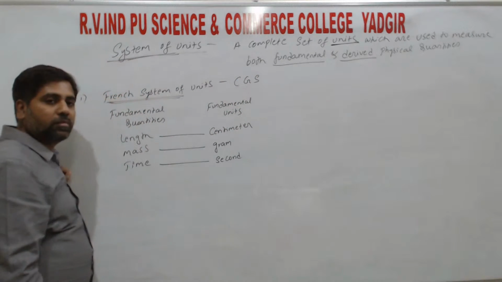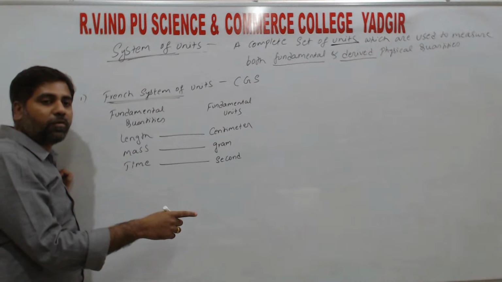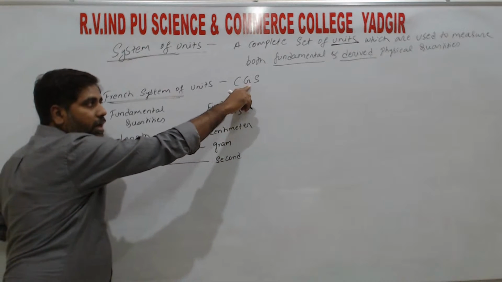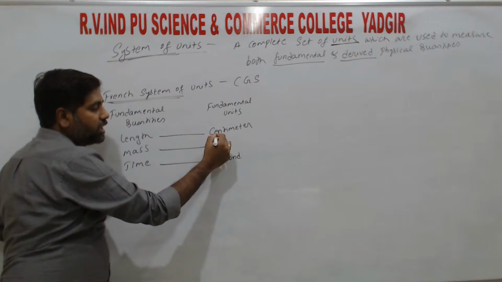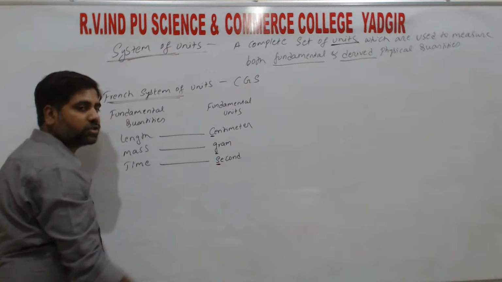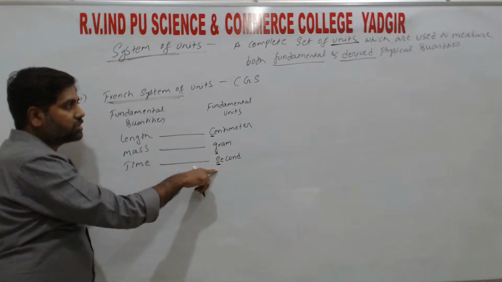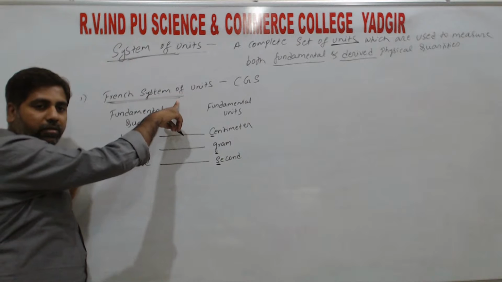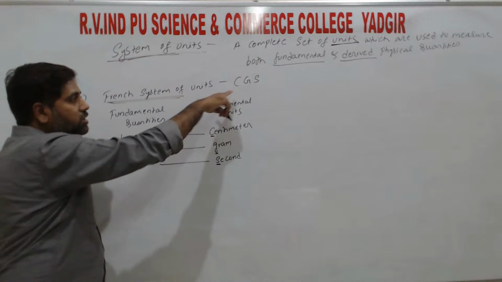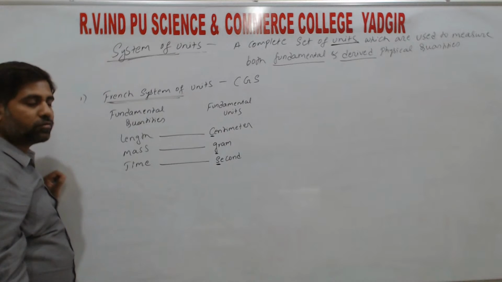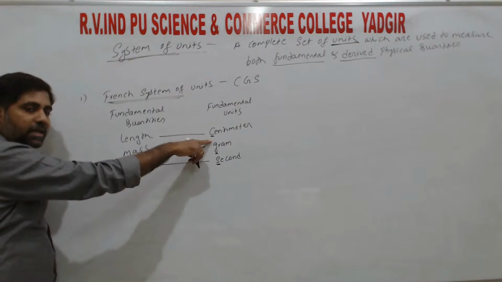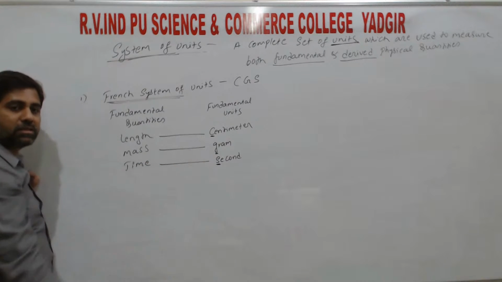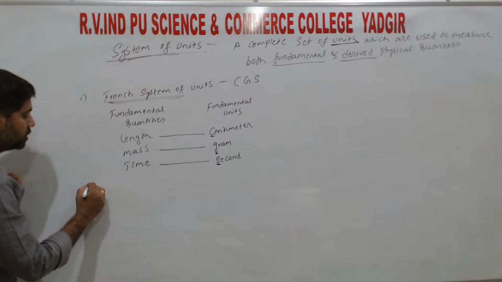So that's why we call the French system of units the CGS system, right? In the CGS system of units, length is always measured in centimeter. So CGS is centimeter, gram, second, right? The first word is centimeter, the first word is gram and the first word is second. So we call this the CGS system or the French system of units, right? Length is measured in centimeters, mass in gram, time in seconds, right?